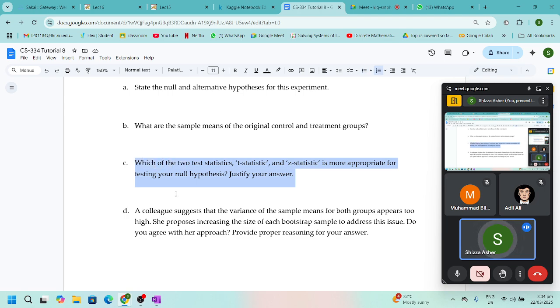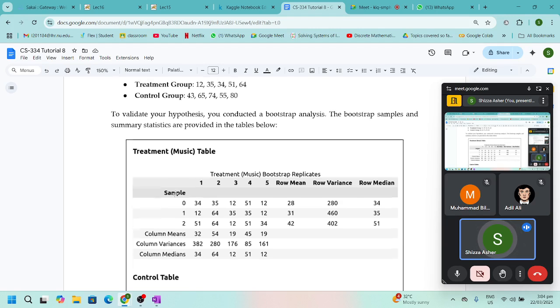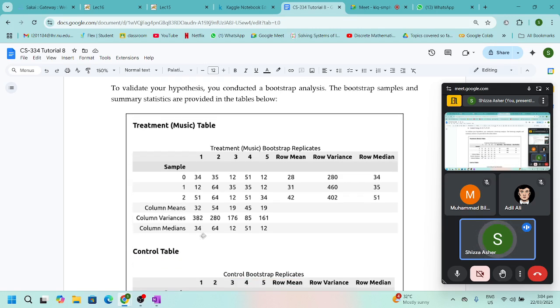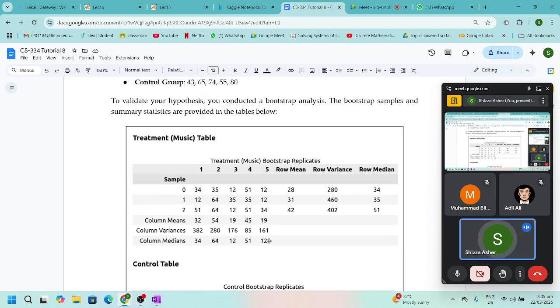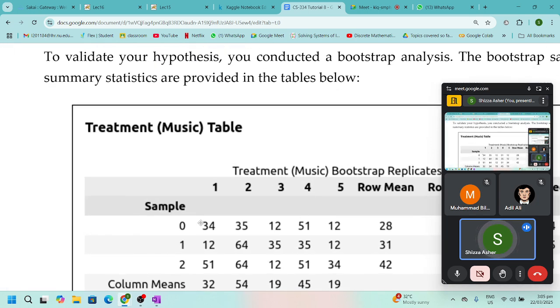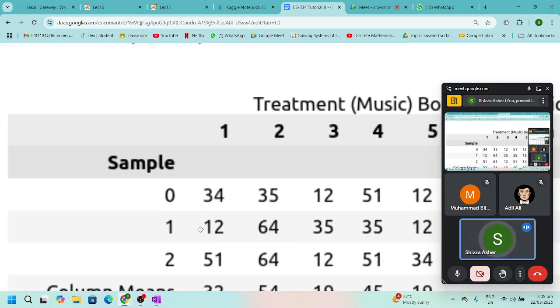Which of the two test statistics? Oh yeah, I quickly want to show you how this works as well. So this is your treatment group table and this is your control group table. And you have collected three subsamples from each group. All right, so I just want you to look at the initial values of the treatment group: 12, 35, 34, 51, and 64. And now look at each of these three subsamples.